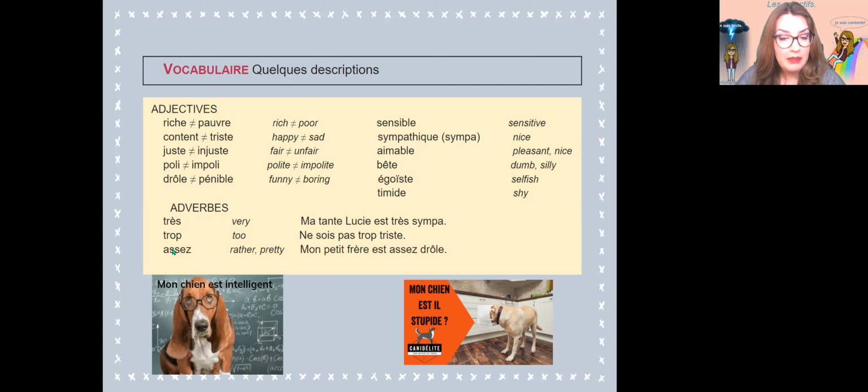Assez is another adverb. And by the way, what's the difference between an adverb and an adjective? An adverb describes a verb, while an adjective describes a noun. Assez is the adverb that means rather or pretty. Mon petit frère est assez drôle. Assez describes the verb, so it's an adverb, not an adjective. My little brother is rather funny. Mon chien est intelligent. Mon chien est-il stupide?